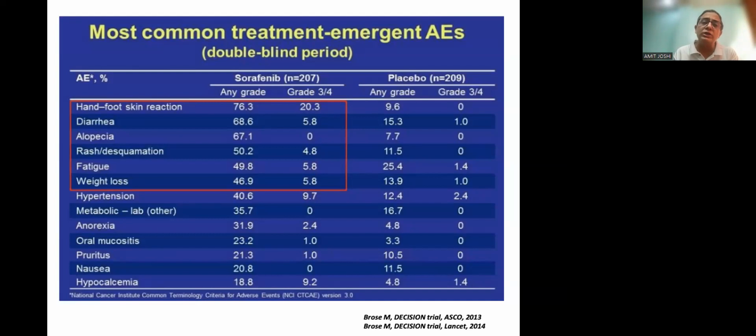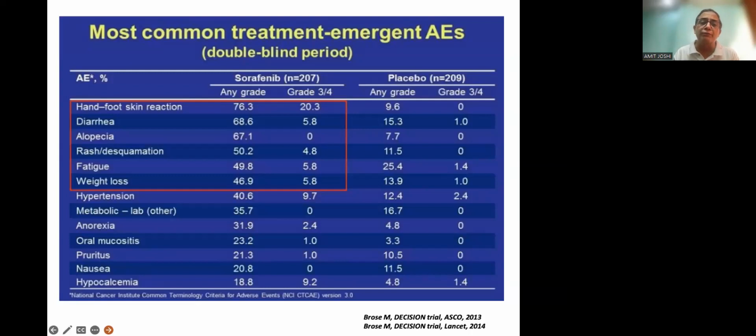And in a day-to-day setting, when we use sorafenib, the toxicity percentage is much more. Around 30% of patients require dose modification. 400 mg BD in our patient population is very difficult to administer. So, although these are oral drugs, the toxicity profile of these drugs is very significant.